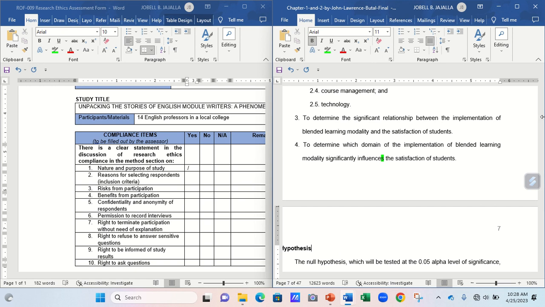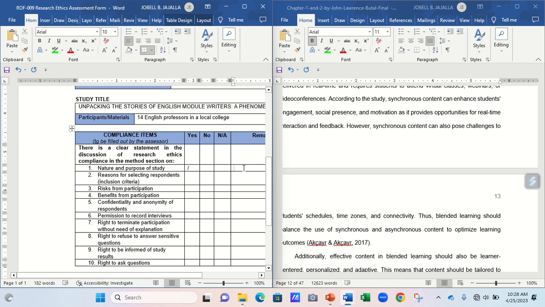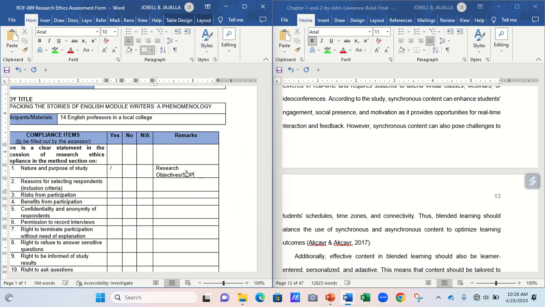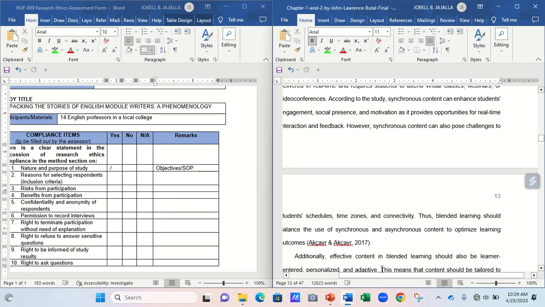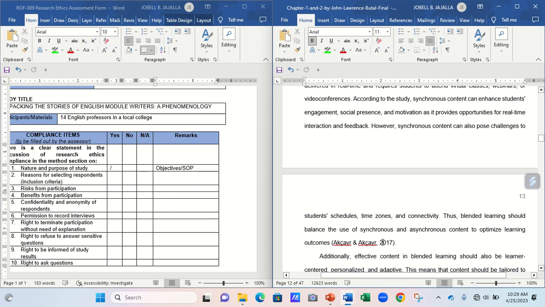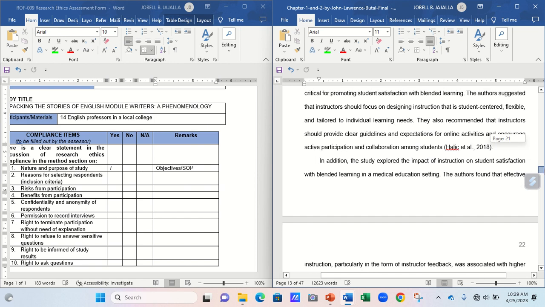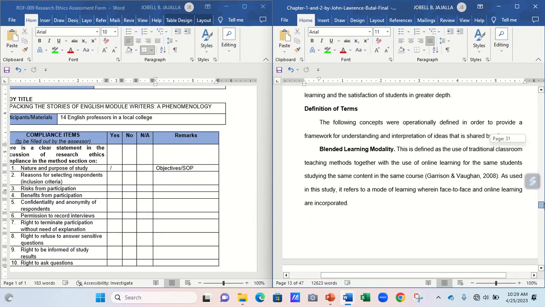Now, let's move into the population and sample. So let me just note it here: research objectives or SOP, statement of the problem. I will just put objectives here. Objectives and SOP. So here we go to the population and sample. Give me a few minutes now to go to this part.